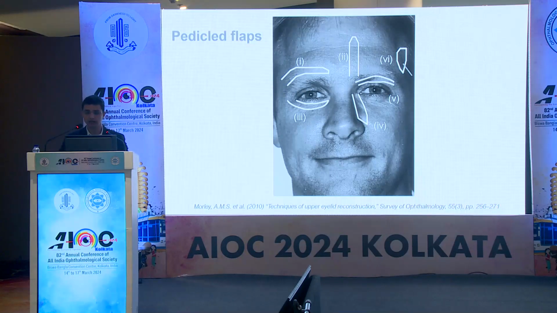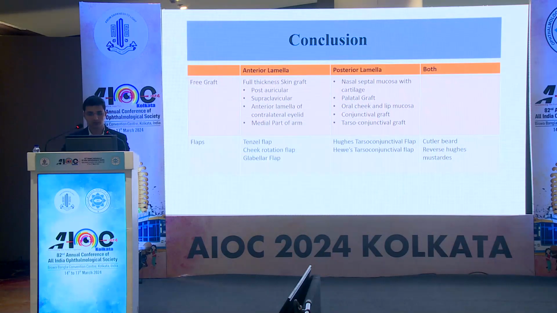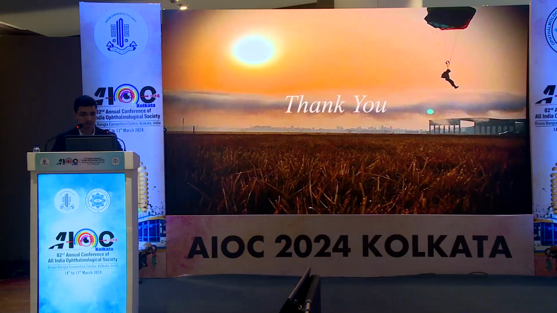So what are the common named pedicle flaps in ophthalmic plastic surgery? Image 1 shows the Fricke's flap. Image 2 is the paramedian forehead flap. Image 3 is the lower eyelid to upper eyelid transposition flap. Image 4 is the nasojugal flap. Image 5 is also called the bipedicle or bucket handle flap. And image 6 is the islandized superficial temporal artery flap. So I'd like to conclude with the different options for free grafts and flaps available, both for anterior and posterior lamellar reconstruction. Thank you.